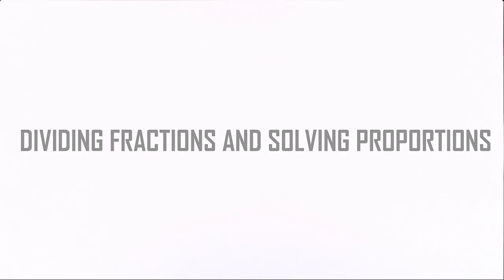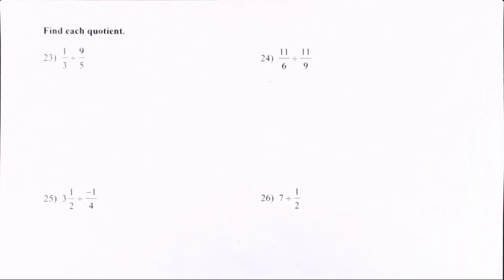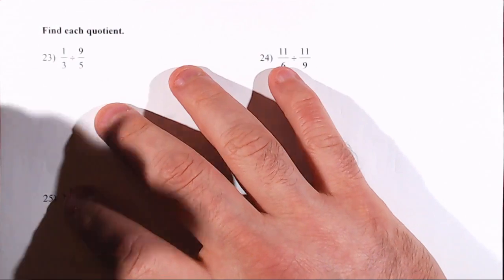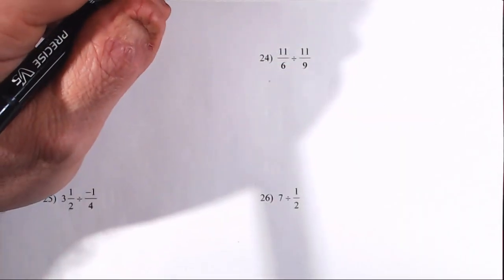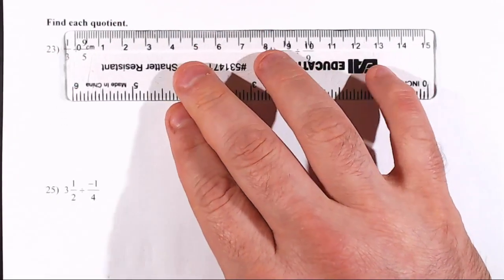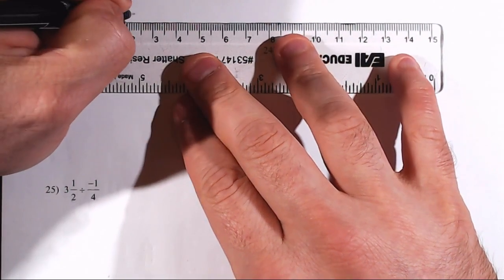So let's clear our workspace and take a look at the problems that we have. In the first problem, we are asked to find the quotient of 1/3 and 9/5. So when we're working with division of fractions, it is useful to remember when we're dividing fractions.